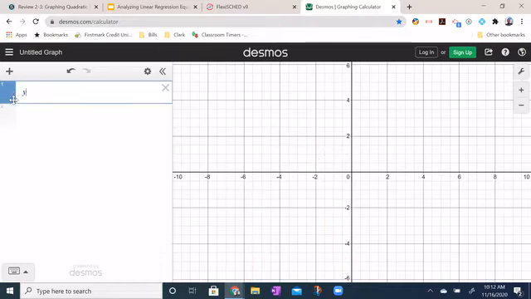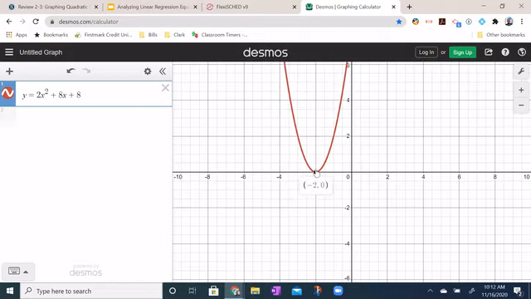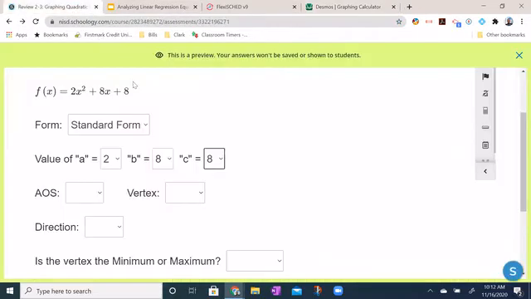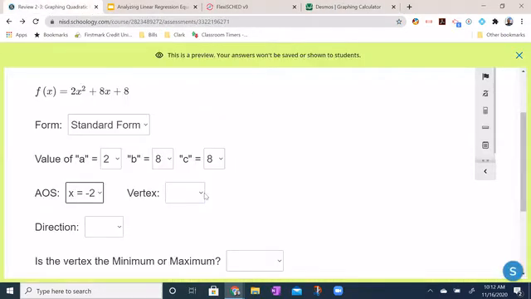All right, so let's see, y equals 2x squared plus 8x plus 8. So here's the vertex, and you know your axis of symmetry goes through the x value, so it'll be x equals -2. So it's over here. And then the vertex is right there, clicking the point, -2, 0. Yeah, there's the answer there.